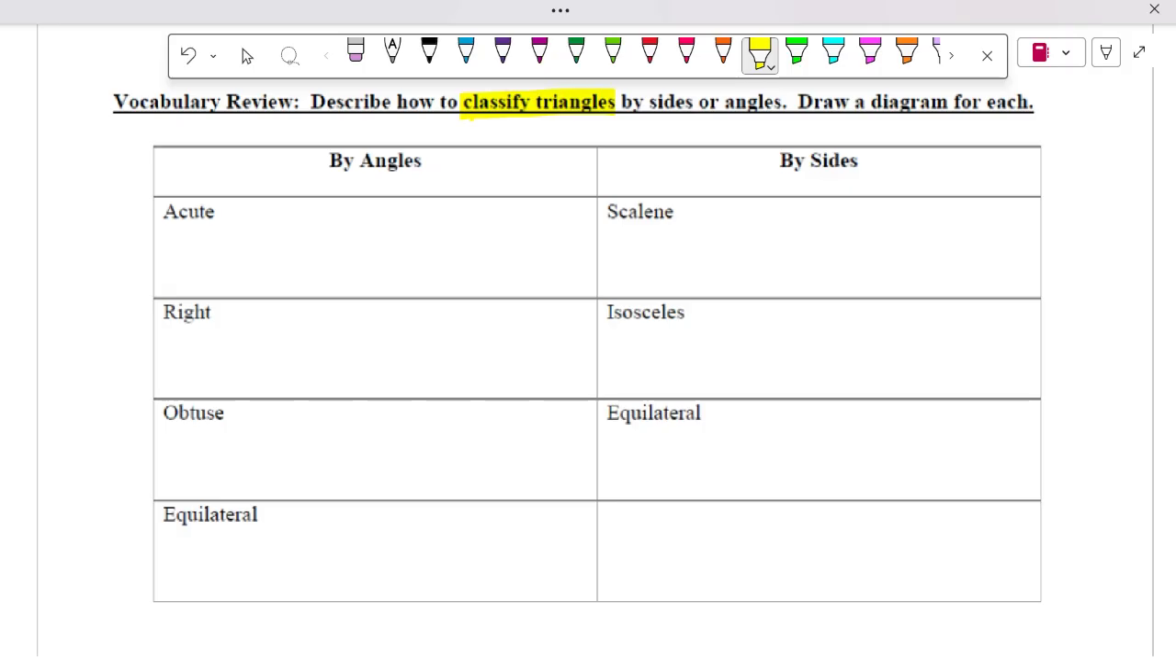All right. So let's start with the side lengths first, because that's probably the easiest way to look at it. So scalene. Anyone remember what's true about the sides of a scalene triangle? Elizabeth. Right. None of them are congruent. They're all different side lengths. So scalene, different side and angle measures, if you want to look at it like that.